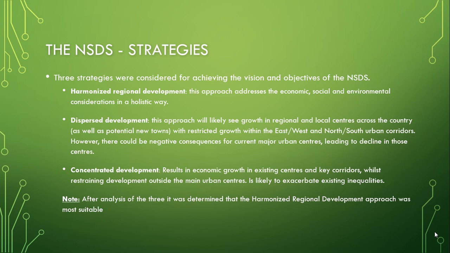The third approach or strategy would be concentrated development. So this results in economic growth in the existing centers and the key corridors. This is opposite to dispersed development, whilst restraining development outside the main urban centers. So now you're focusing your attention on the urban centers and you're restricting development outside. This approach now also is likely to have negative consequences, because it exacerbates the already existing inequalities in development across the country.